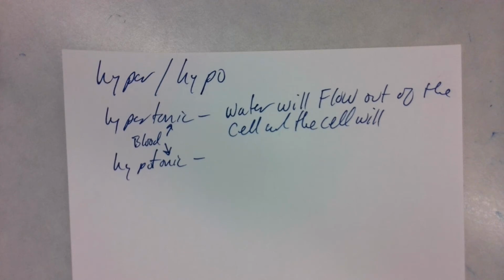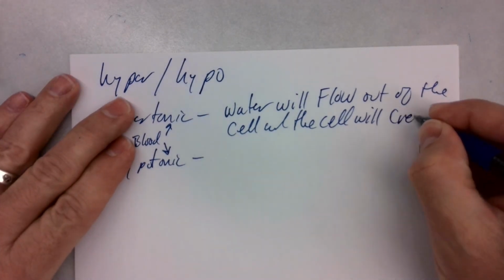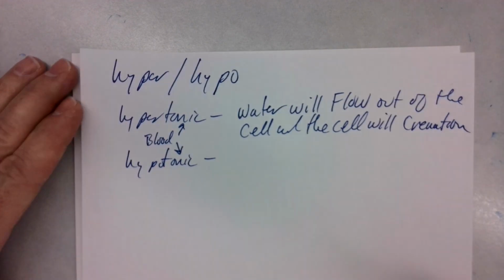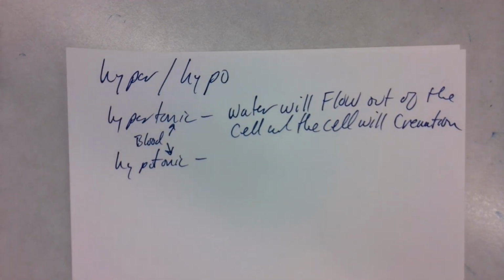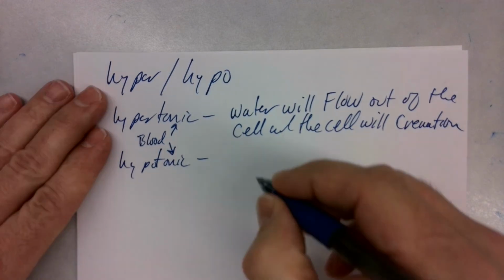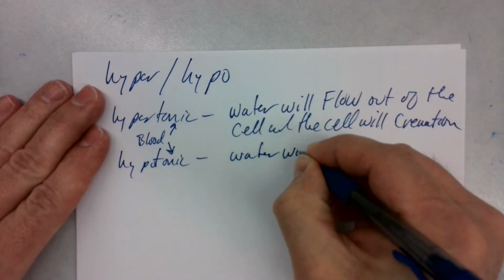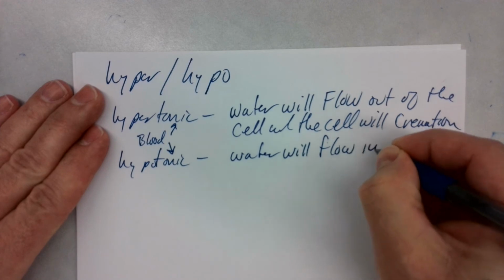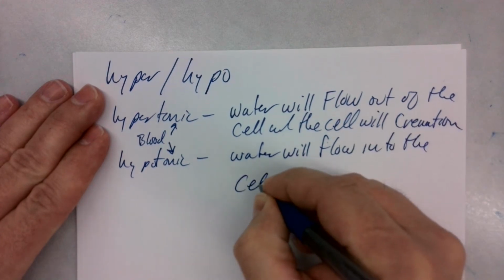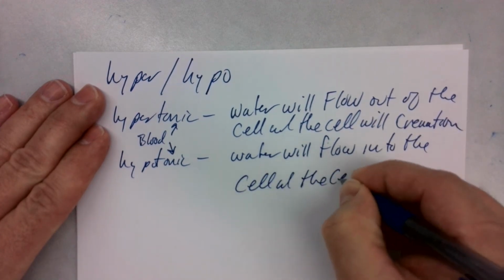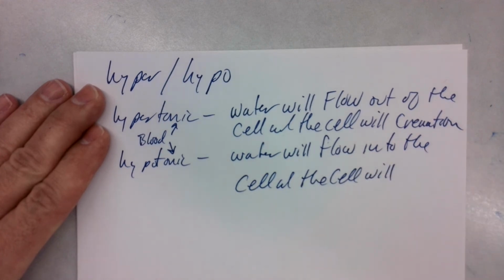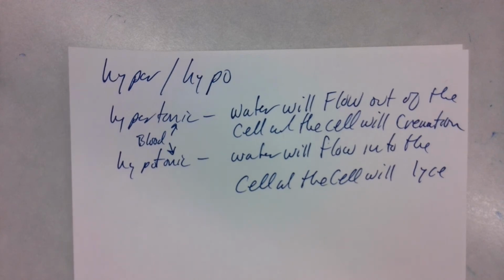It's called crenation. Okay, and that is when that cell basically shrivels. Now, I put that in a hypotonic solution. Water will flow into the cell, and the cell will lyse. It's called lyse. It's going to swell like a balloon.